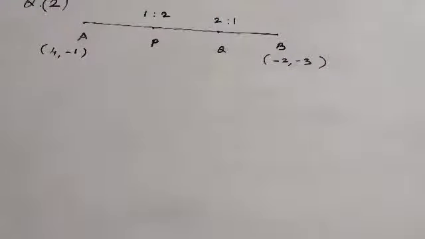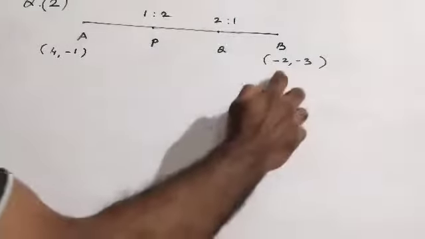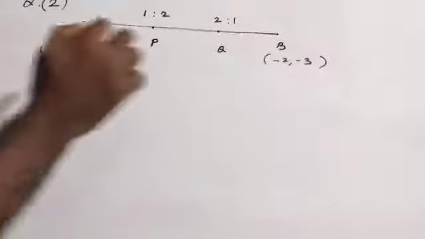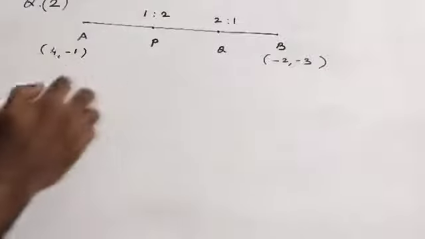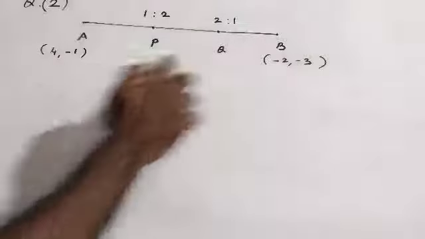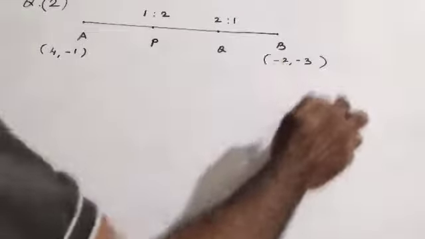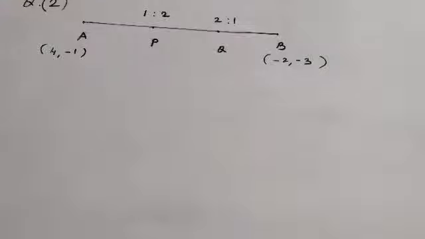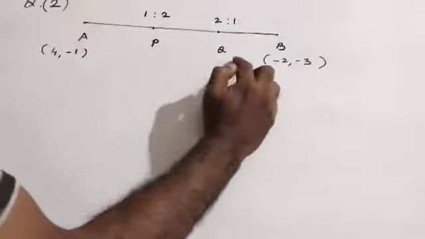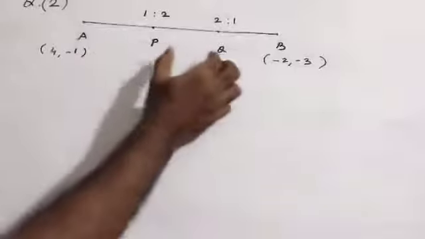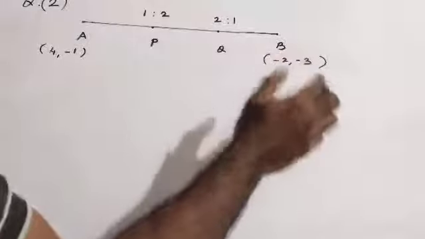Here there are 2 points, 4 comma minus 1 and minus 2 comma minus 3. Now let the line segment be A and B. A is 4 comma minus 1 and B is minus 2 comma minus 3. They mentioned trisection, that is, the line segment has 3 parts. One is AP, another part is PQ, and the last part is QB. Now AP, PQ, QB are all equal.